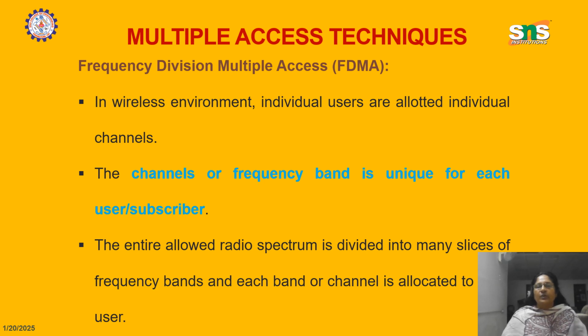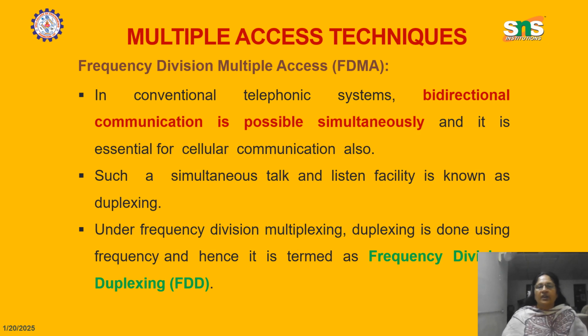In the wireless environment, individual users are allocated individual channels. The channel of the frequency band is unique for each subscriber. The entire allowed radio spectrum is divided into many slices of frequency band, and each band or channel is allocated to each user. In a conventional telephonic system, bidirectional communication is possible simultaneously, and it is essential for cellular communication also. Such a simultaneous talk and listen facility is known as duplexing. Under frequency division, duplexing is done using frequency, and hence it is termed frequency division duplexing.